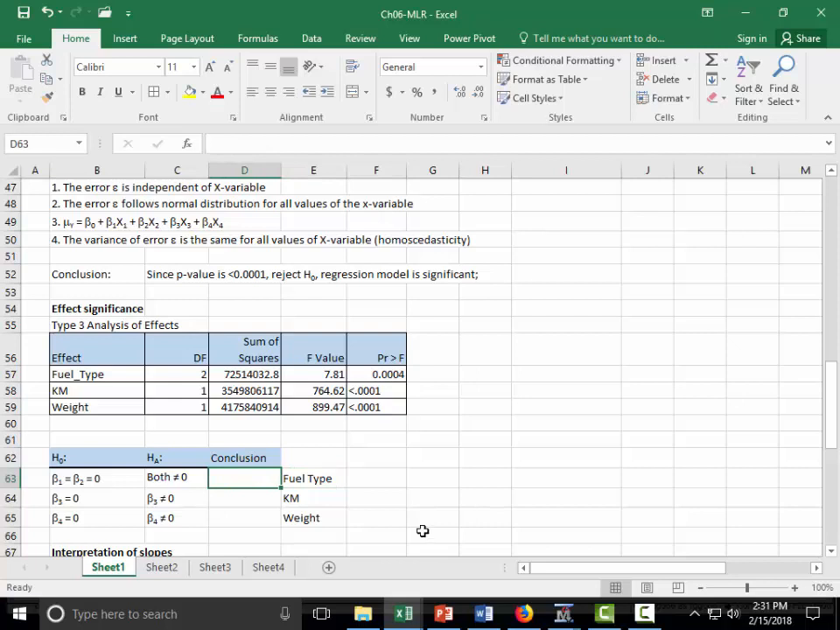Okay, so the conclusion: they are all less than, I'm sorry, the p-value is very small, the p-value is less than alpha. You know, usually we assume a 5% alpha, right? So reject H0. The effect is significant. So that's the conclusion for all of them.